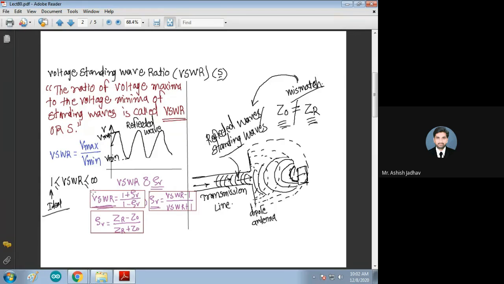The mathematical definition of this is VSWR is equal to 1 plus rho V upon 1 minus rho V, right? So rho V is nothing but your reflection coefficient. So rho V is equal to VSWR minus 1 divided by VSWR plus 1. This is another definition. And one more definition for reflection coefficient is rho V is equal to ZR minus Z0 upon ZR plus Z0.